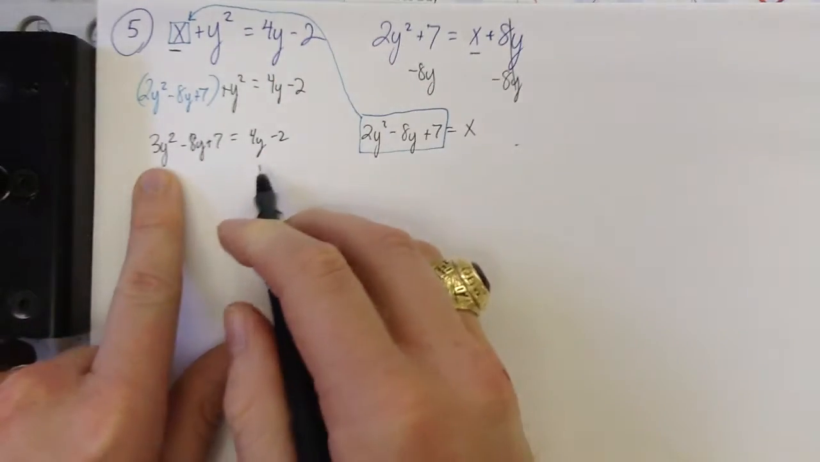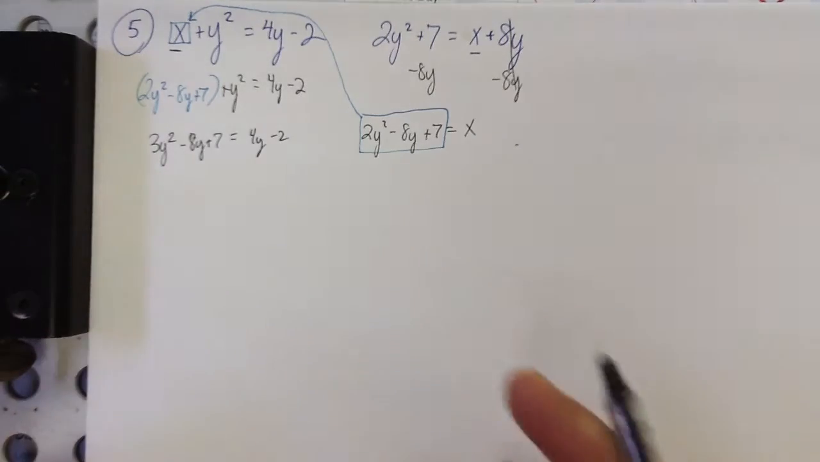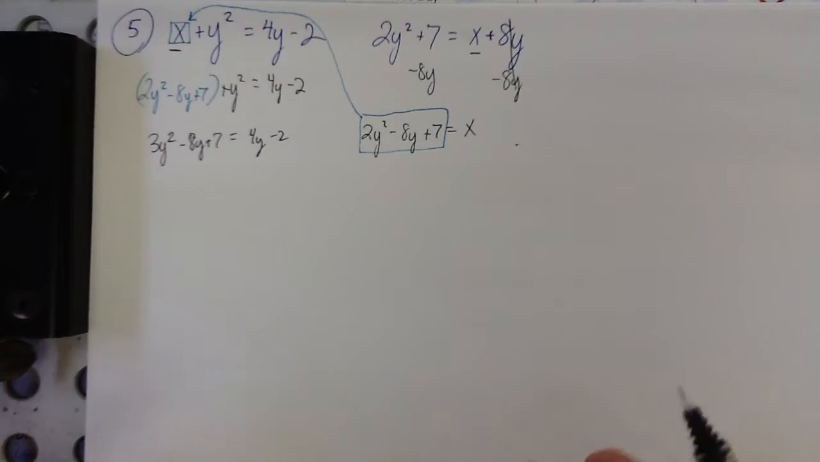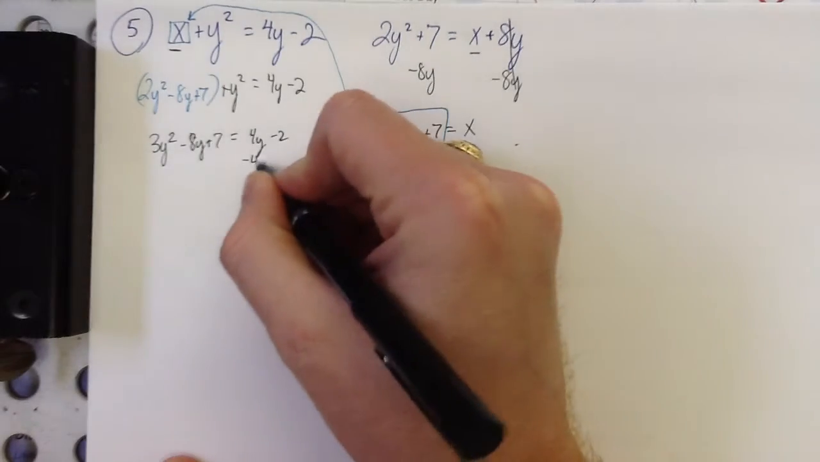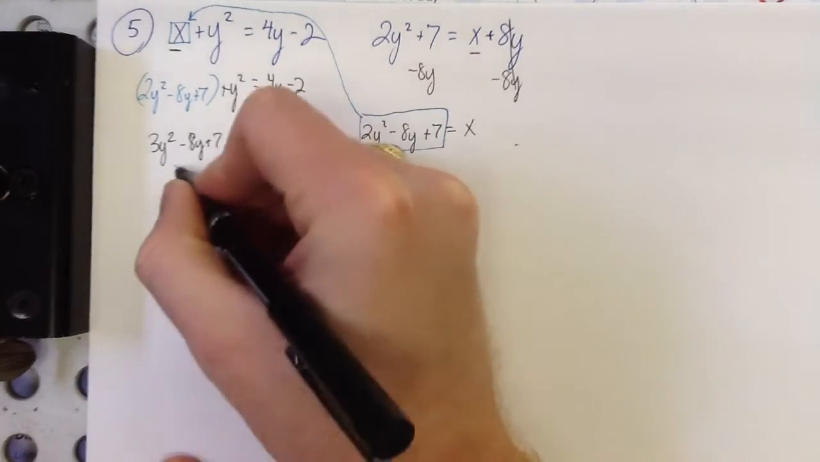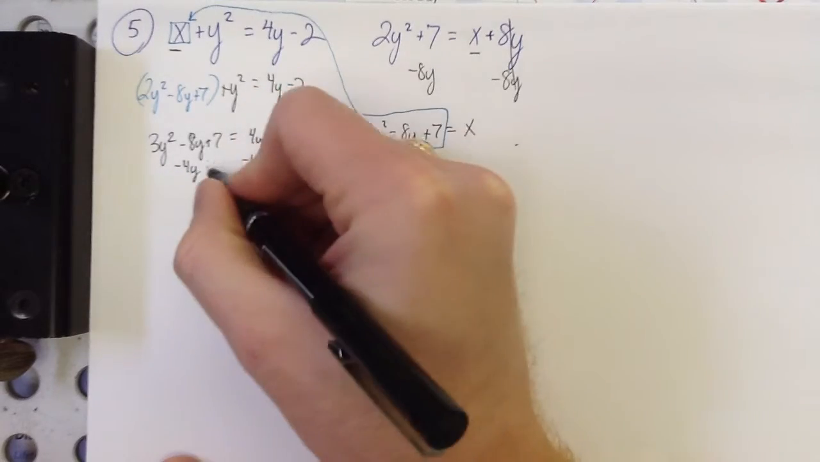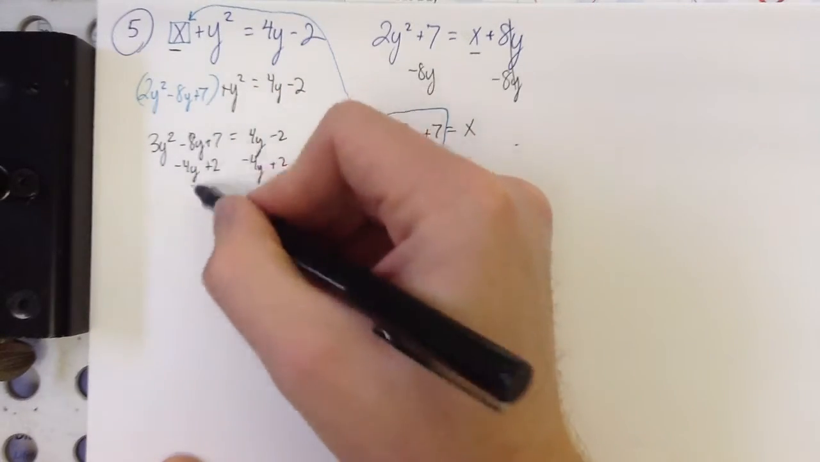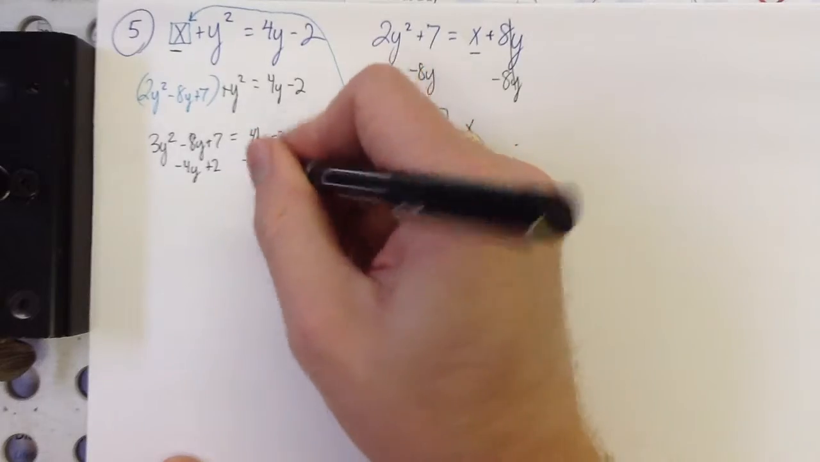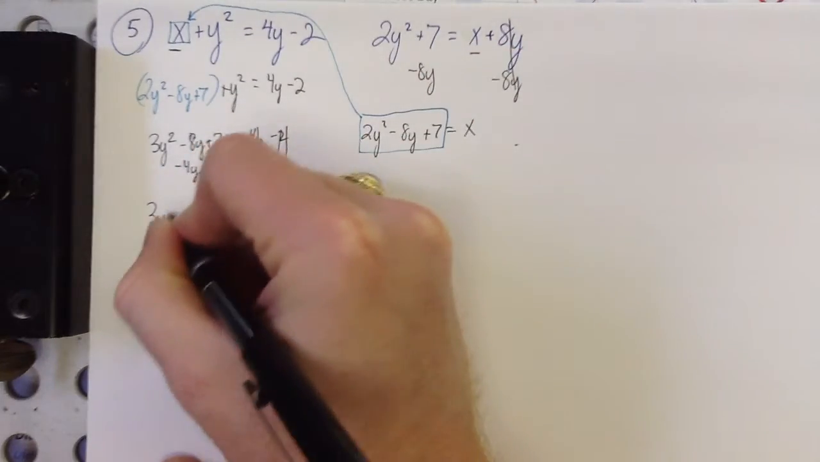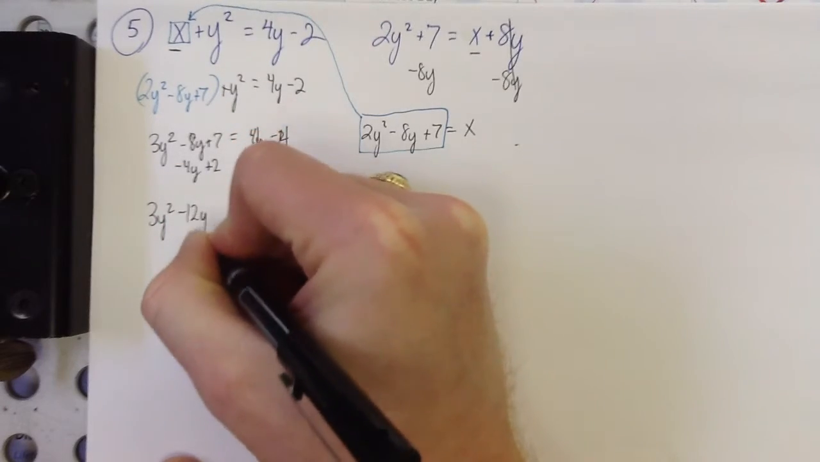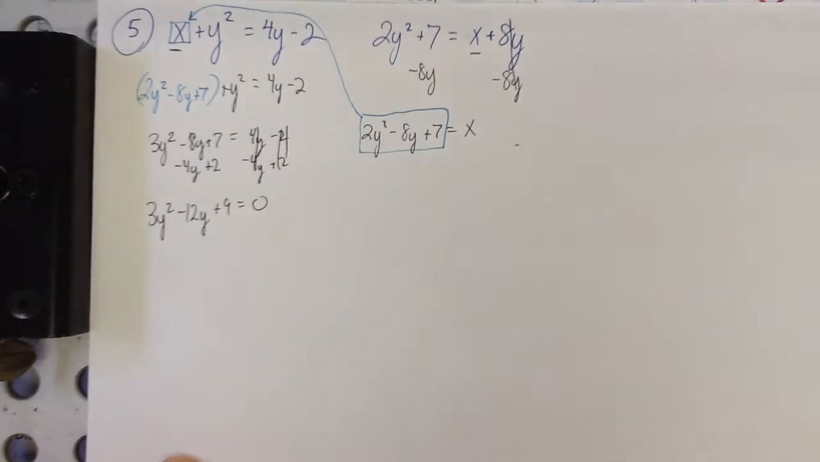All right. Now, you see y squared, or anything squared, that means you're going to have to factor. So get everything on the same side, get it equal to 0. You're going to want to subtract 4y and add 2. Okay. And you'll notice I get kind of grumpy about making sure they line up, and I'm going to probably get grumpy about that in class. 3y squared minus 12y plus 9 equals 0.